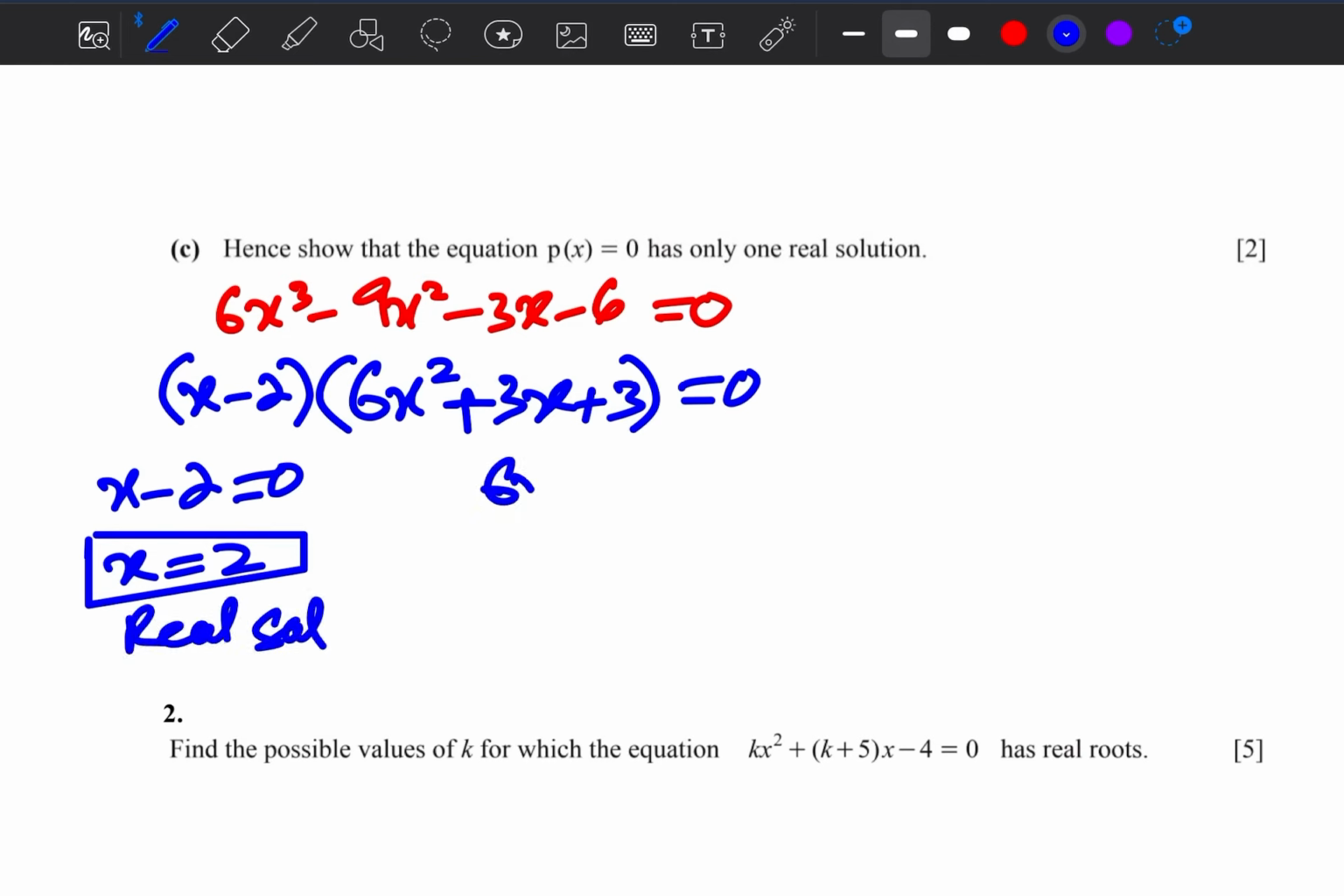So what about the second bracket? You have to show in the second bracket that this will not result in a real solution. How are you going to show it? With the help of the discriminant, which is equal to b square minus 4ac. You have to show that the discriminant is less than 0.